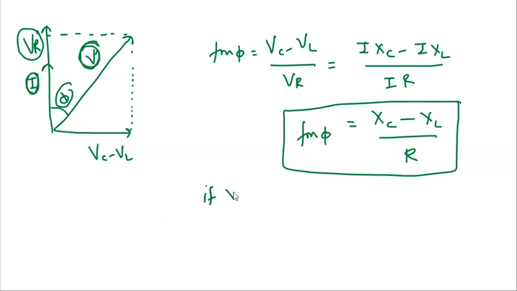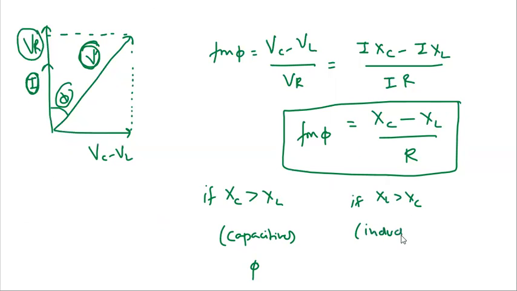Remember, if XC is greater than XL, then the circuit is capacitive in nature and current will be ahead of voltage by phi. And if XL is greater than XC, then the circuit will be inductive in nature and voltage will be ahead of current by phi. So this is how you calculate the phase difference and the impedance.